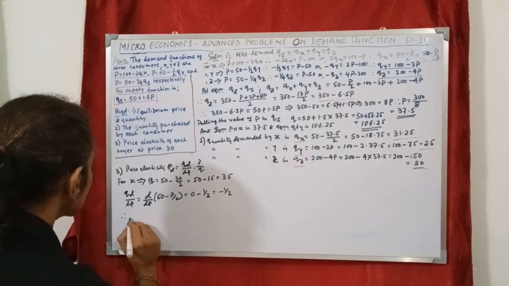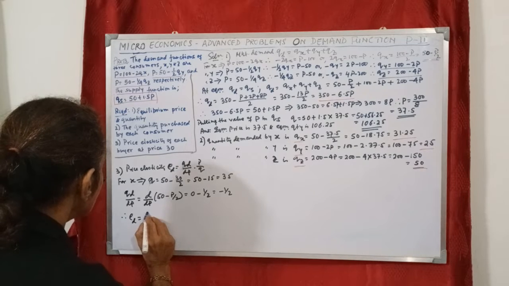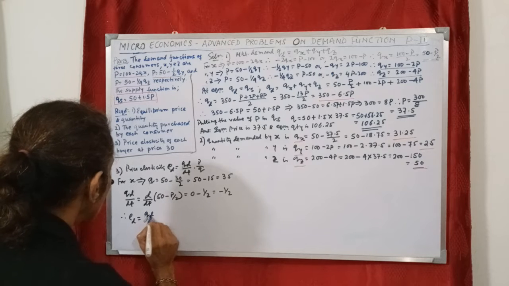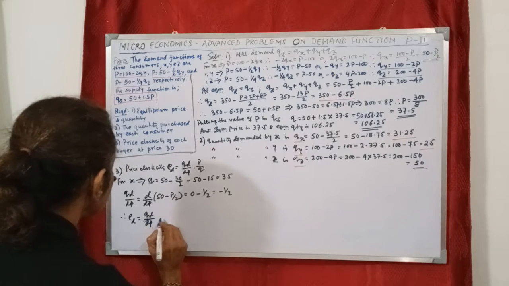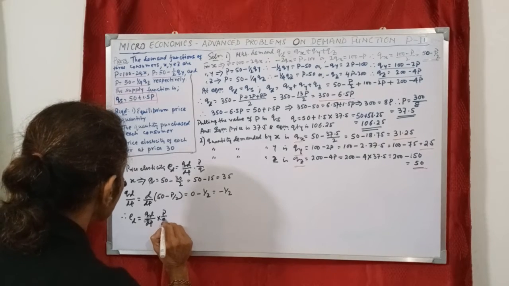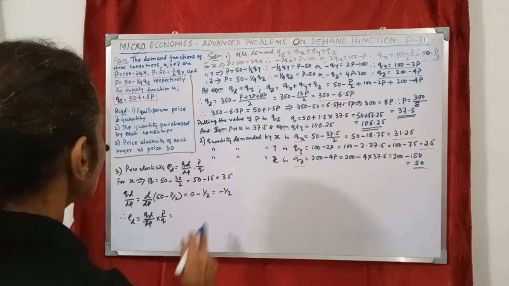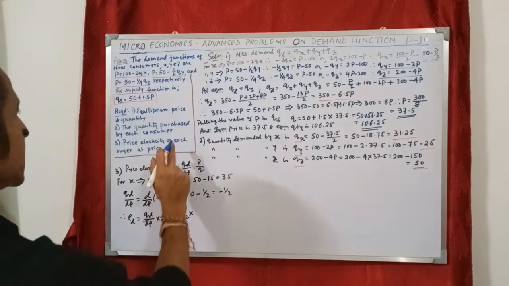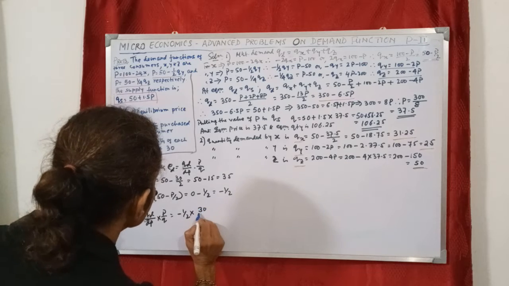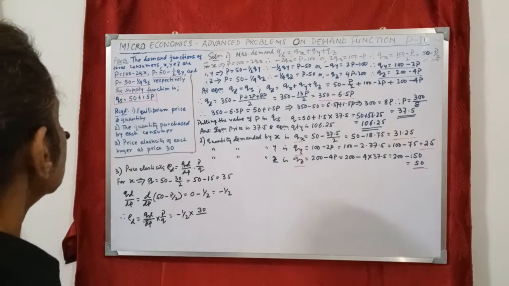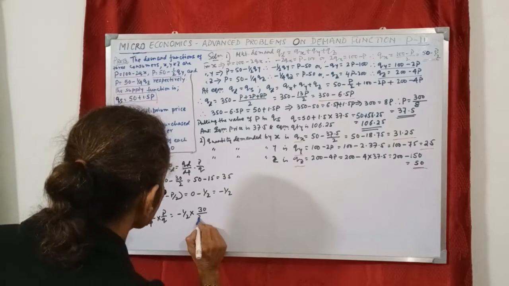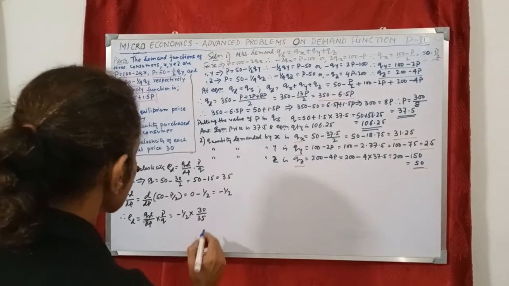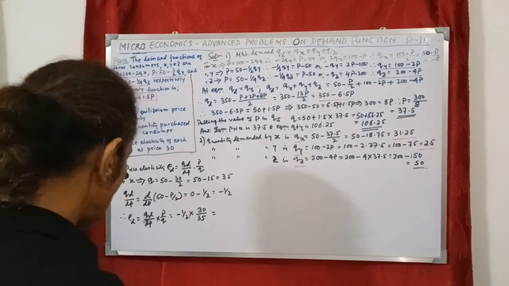Therefore, ED equals dQ/dP into P by Q. What is dQ/dP? Minus 1 by 2, into what is P? P is 30, and what is Q? Q is 35. Q is 35 at price 30. So this is how much?